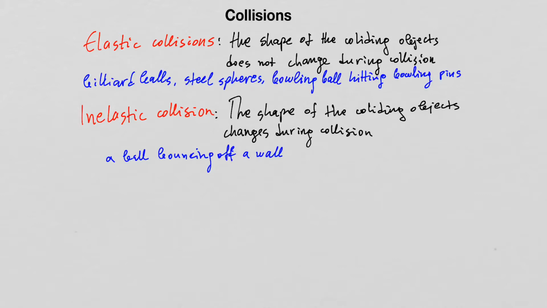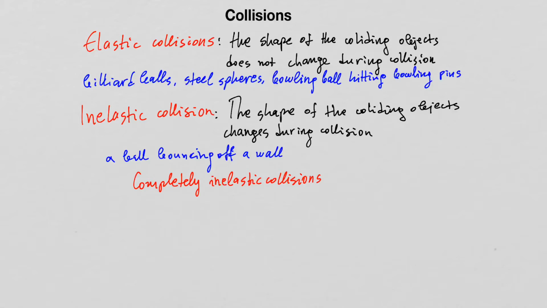Now, there is a specific type of inelastic collision for which, during the collision, the colliding objects deform, change shape, and then they do not return back to the original shape. They also can get stuck together and move as one object. So those types of collisions are called completely inelastic collisions. So these are a subset of the inelastic collisions.